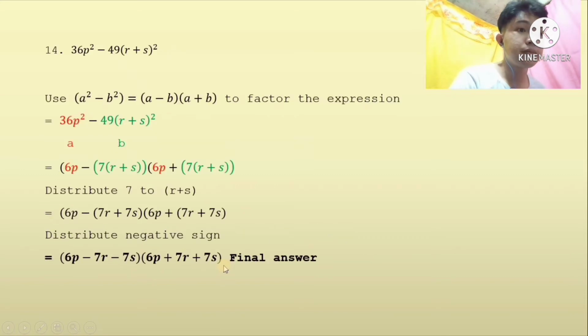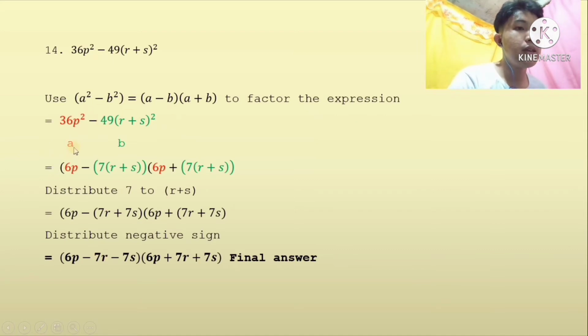So next, number 14. Let's factor 36p squared minus 49 times r plus s squared. So first, use a squared minus b squared equals a minus b times a plus b to factor the expression.